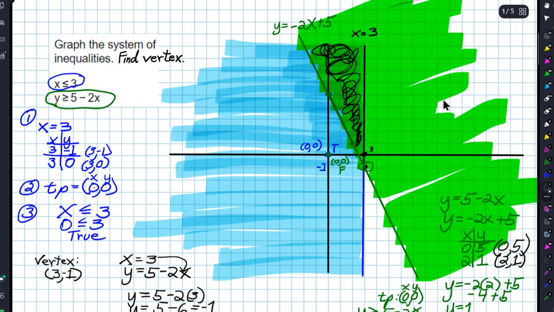If this is just a rough graph on a piece of plain paper, you won't know for sure. But once you put it into my math lab, you should be fairly sure just by looking that your vertex is going to be 3, negative 1. Okay, shall we move on? Yeah, let's do it.